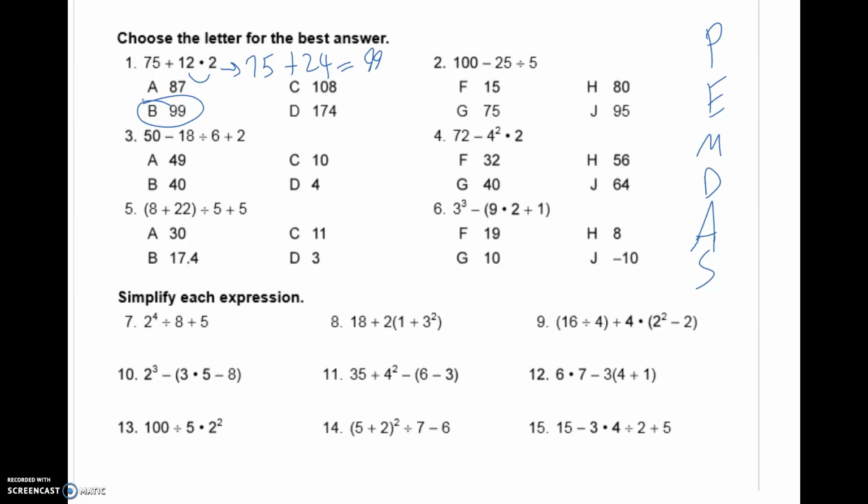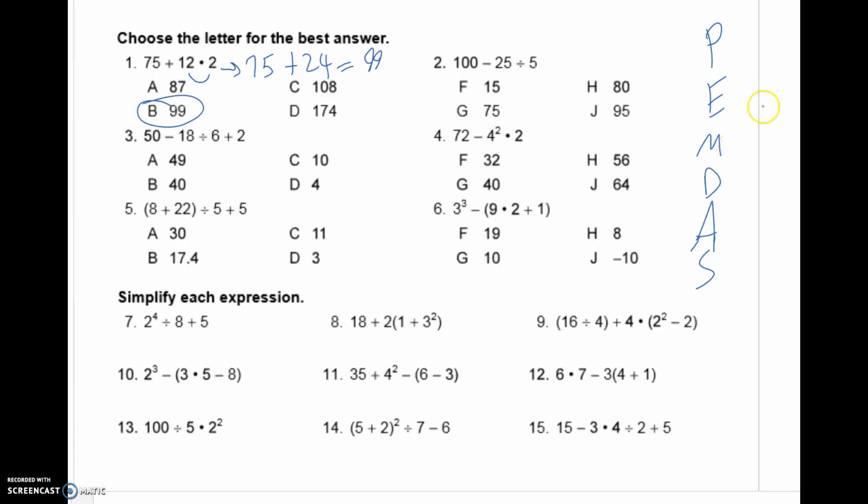Number 2, 100 minus 25 divided by 5, okay? Think about what we do first here. Do we do subtraction first? We do not, because subtraction comes after division, okay? Are there any parentheses and exponents to worry about? No, there are not.